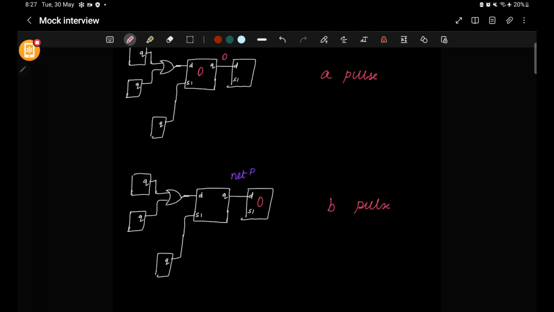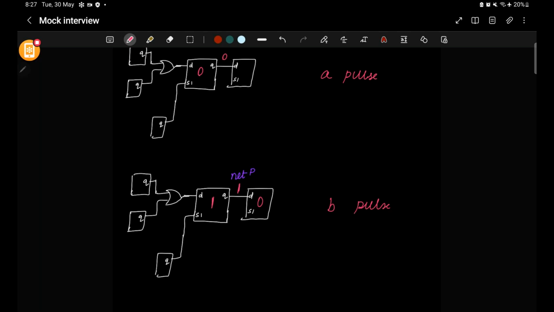Now the tool again has to bring a slow to rise fault, right? So it will try to bring a rise transition. Previously it has written 0, and here it will try to write a 1 value. So if it has to have a 1 value here, then this flop should be containing a 1 value. Only then at its output will you get a 1 value here.